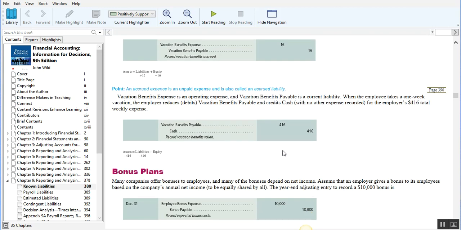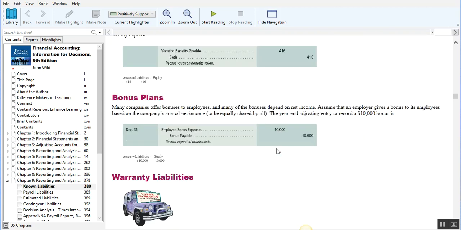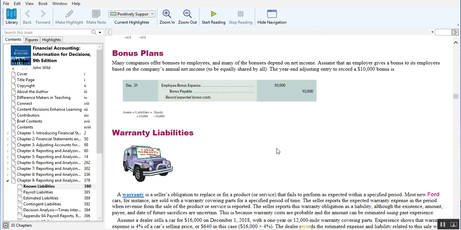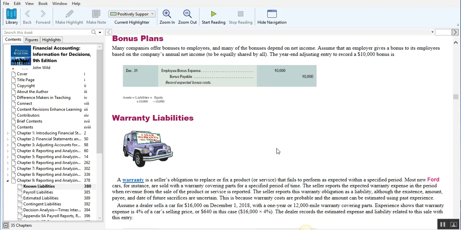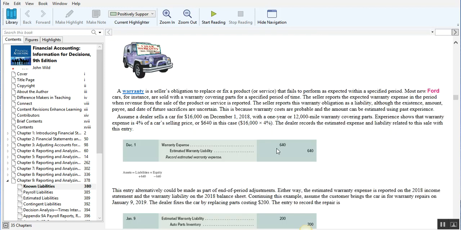And then when they actually receive it, you're going to debit the payable and credit cash. Now, employee bonuses are the same way. You're going to recognize those in the event that you have a bonus you're going to pay. So you're going to set that money aside, and warranty liabilities as well.